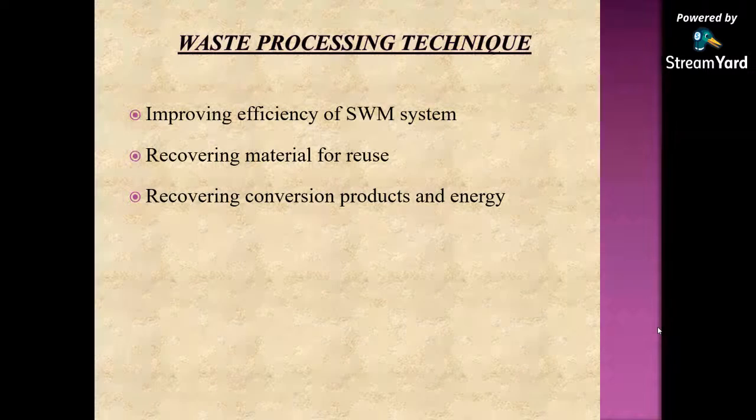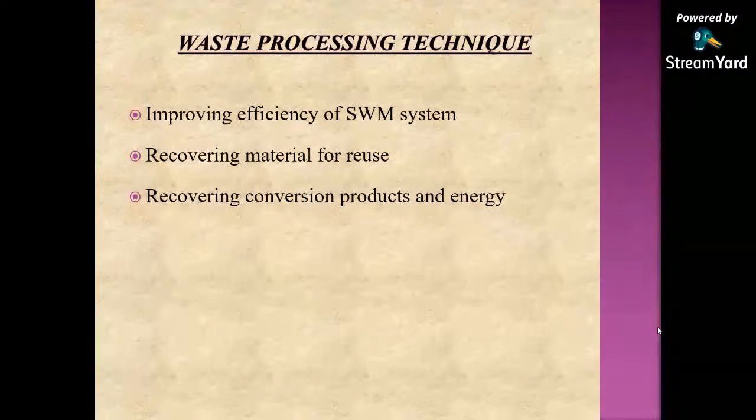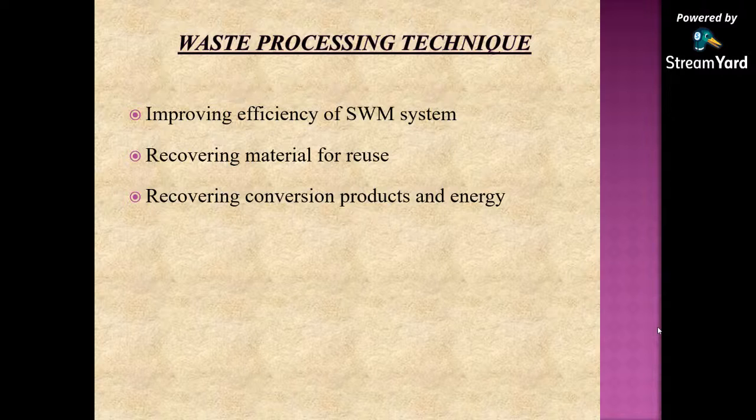The next technique is recovering material for reuse. Usually, materials having a market, when present in waste in sufficient quantity to justify their separation, are most useful for recovery and recycling. Materials that can be recovered from solid waste include paper, cardboard, plastic, glass, some metals, aluminium, and other residual metals. These can be reused after treatment.